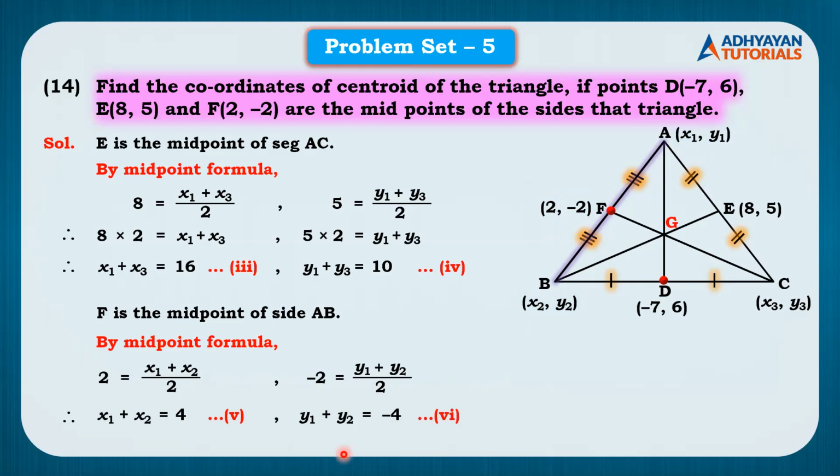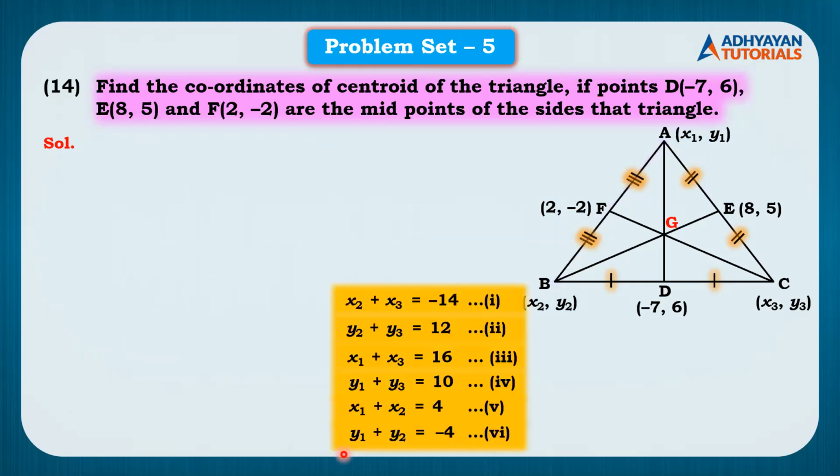Equation number 6. Now students, we have got various equations. We'll list down all the equations here. These are the equations, 6 equations we have got. Now we have to find the coordinates of the centroid in this sum, students.